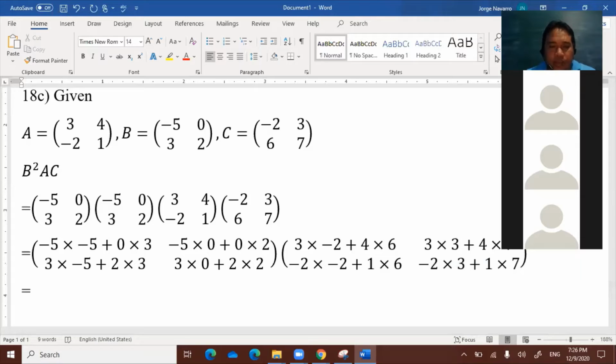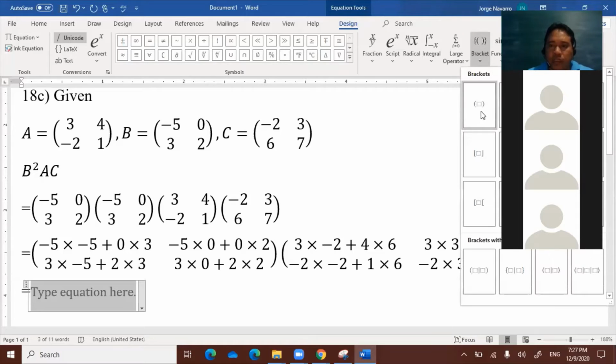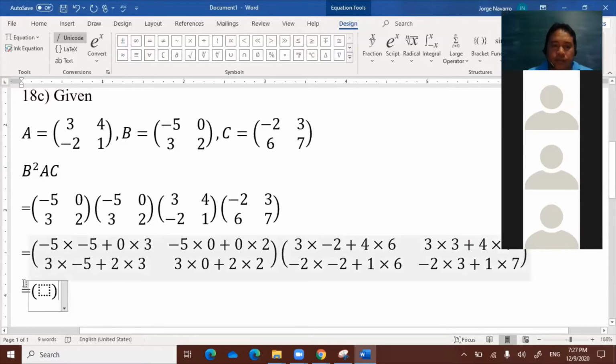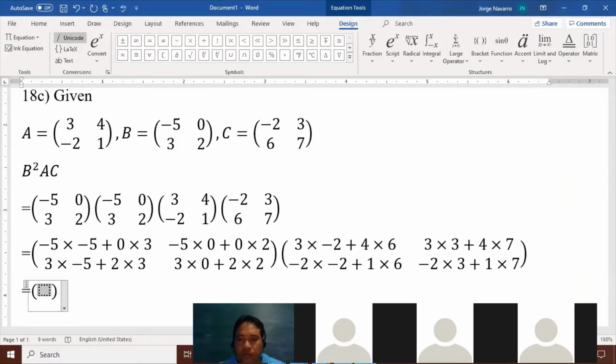Now for the next step, we're going to need to do the product. So again, put my bracket. Inside my bracket now, I put my matrix. So let's find out what the values will be here.